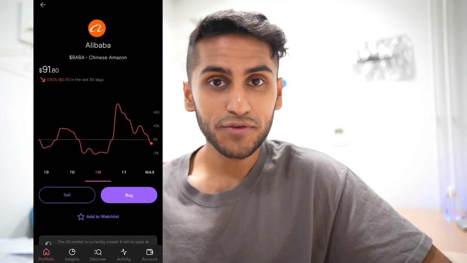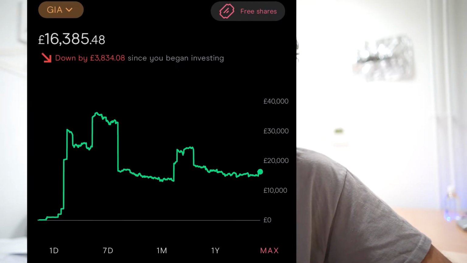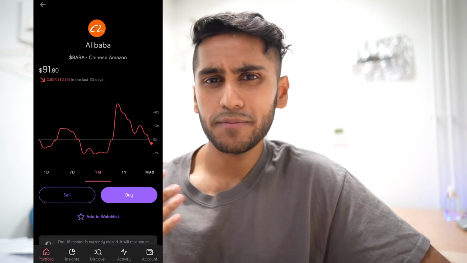£511 loss. If you do add all the losses in this portfolio, they will go to over £10,000 in losses. And the reason why the portfolio is down only minus £3,800 is because I did make some wins and I did sell some of my holdings before, and therefore it kind of balances it out. I made probably around £6,000 in the previous tax year.